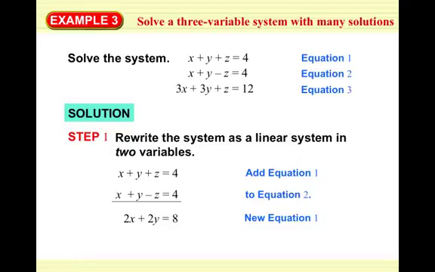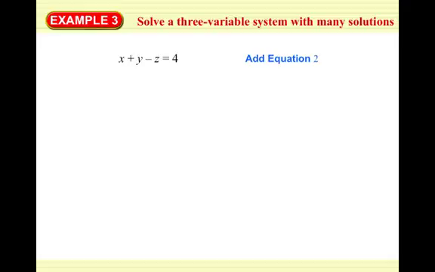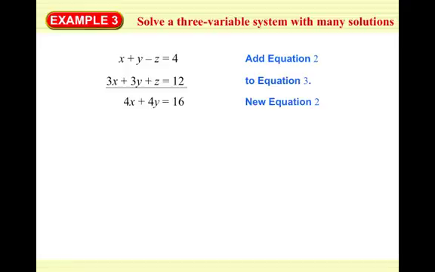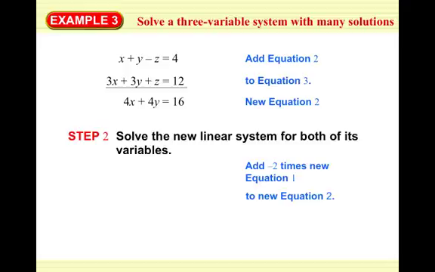Okay, now we could add 2 and 3. So we get x plus y minus z equals 4 and 3x plus 3y plus z equals 12. Add them together, we get 4x plus 4y equals 16. So we've got our 2 new equations. Remember, I sometimes label them star 1, star 2. That way I know the difference between the new equations 1 and 2 and the old equations 1 and 2.